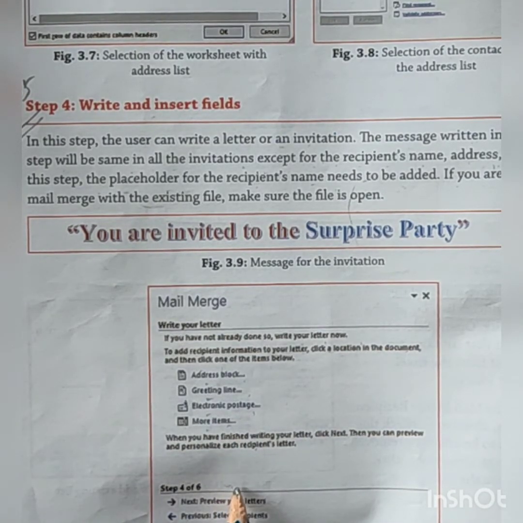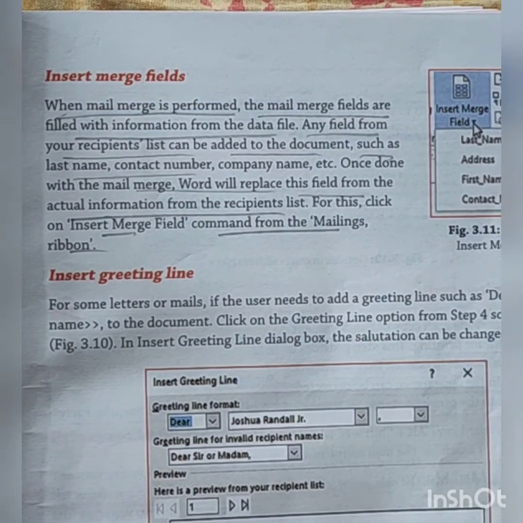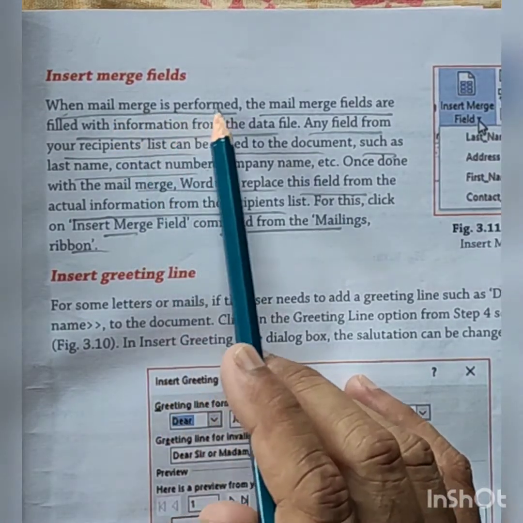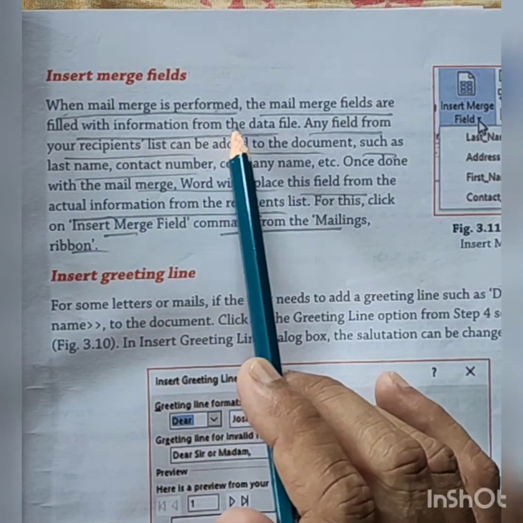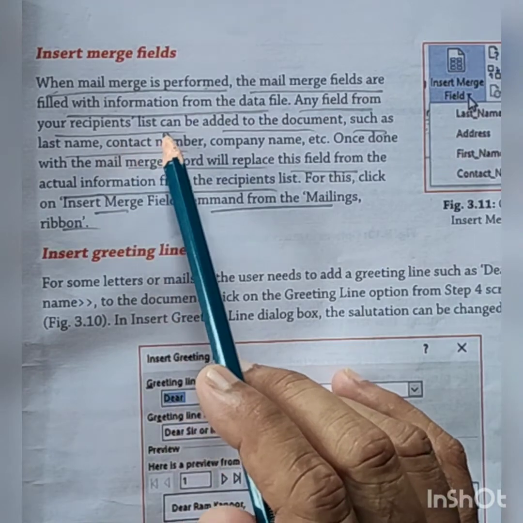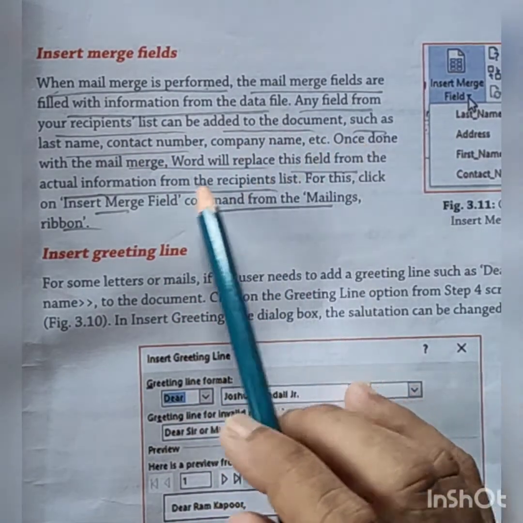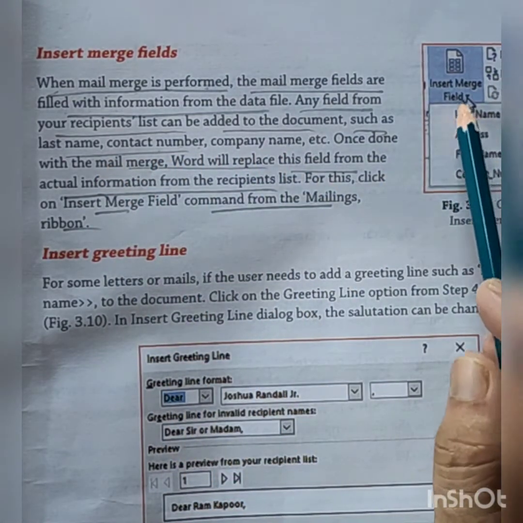Insert merge field. Next we have insert merge field. What is it? When mail merge is performed, the merge fields are to be filled with the information from the data file. Any field from our recipients list can be added to the document, such as last name, contact number, company name, etc. So here you can see written insert merge field.